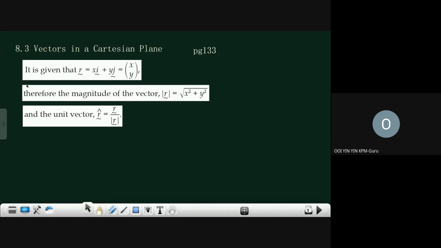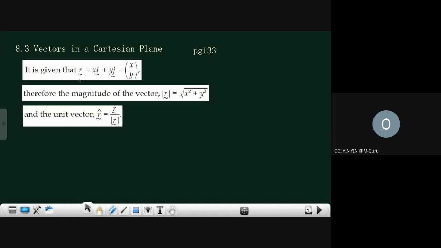Okay, look at a few notes here. This note is already given in your worksheet at page 133, so you no need to copy this one. Now, let's say R is a vector. A vector we can represent in xi and yj, or sometimes in this matrix form.